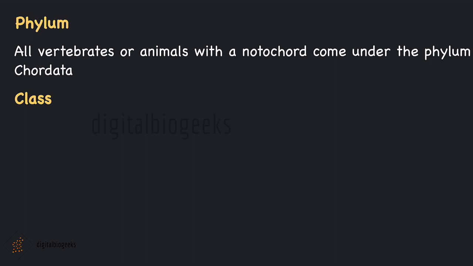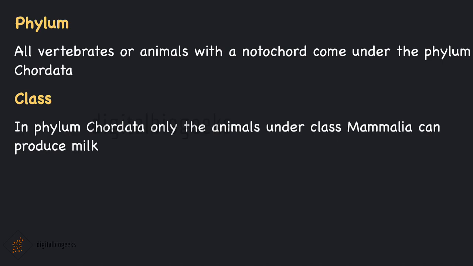The class comes after phylum. In class, animals display common characteristics of a phylum while also showcasing unique features that enable further classification within the phylum and placement into specific class. For example, class Mammalia. In phylum Chordata, all the animals have a backbone, but among them only the animals under class Mammalia can produce milk to feed their young ones.